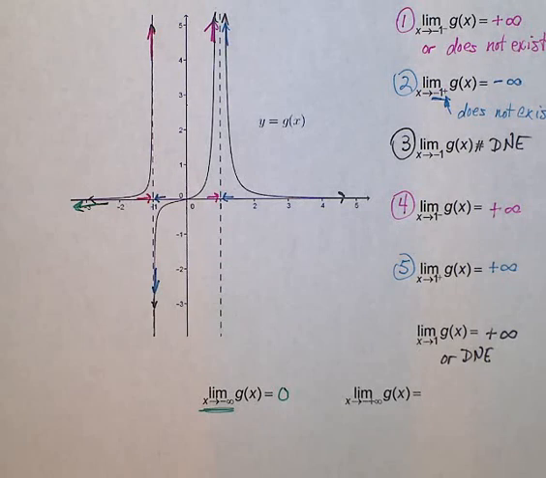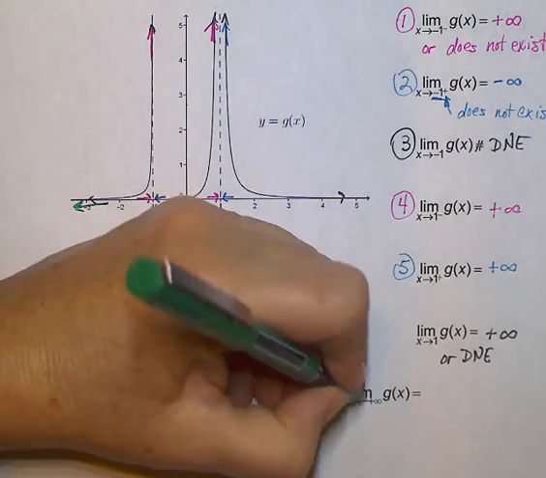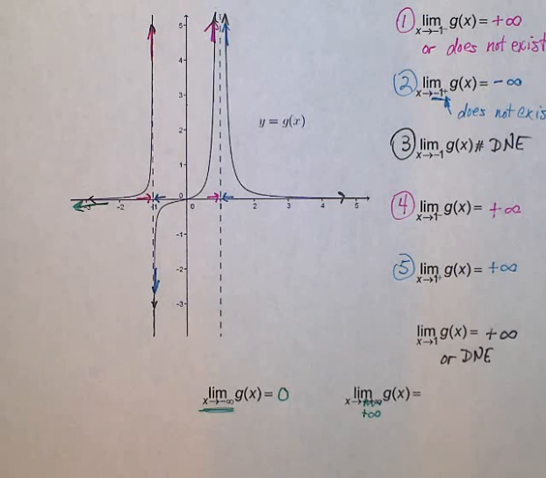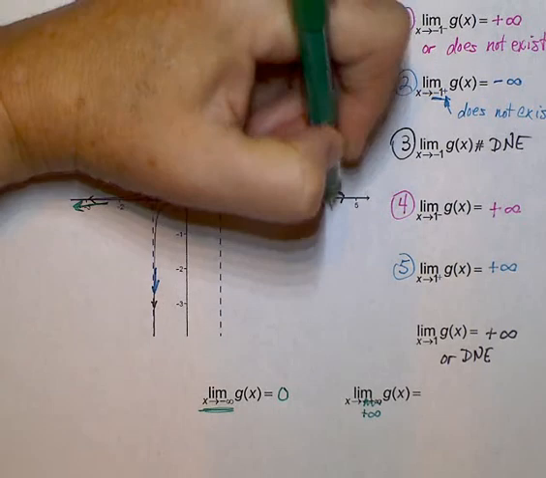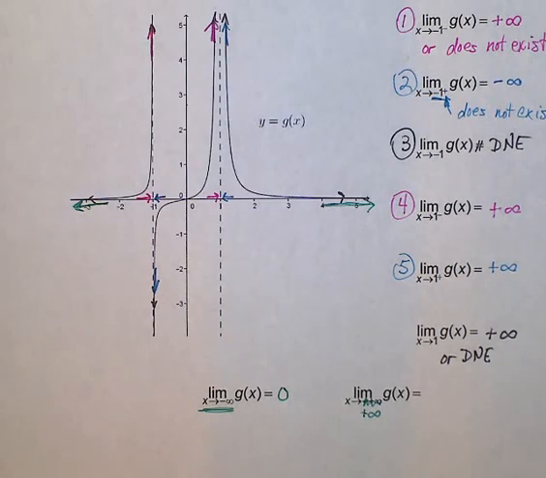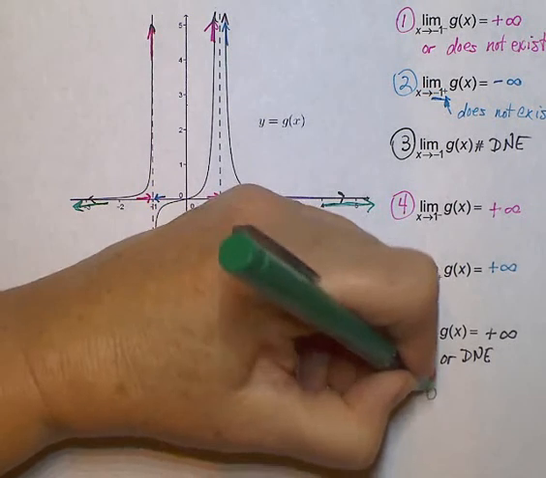The second one is asking us what happens as x approaches, typo here, this should just say plus infinity. What happens as x approaches positive infinity for these y's? We're asking what happens way out here to the right. What is the end behavior to the right of this graph? And again, we are approaching 0.